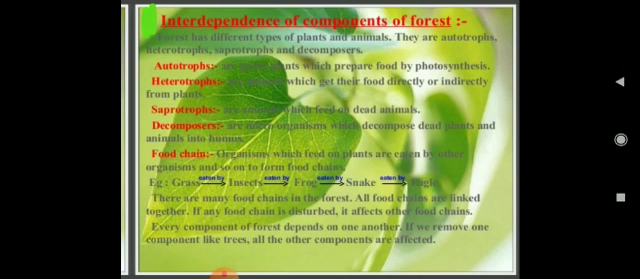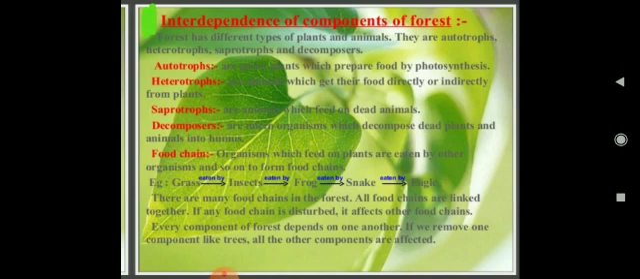The forest has different types of plants and animals. They are autotrophs, heterotrophs, saprotrophs and decomposers. Now what are autotrophs? Autotrophs are the plants which prepare food by photosynthesis. Heterotrophs are the animals which get their food directly or indirectly from plants. Saprotrophs are the organisms which feed on dead animals. And decomposers are microorganisms which decompose dead plants and animals into humus, right?